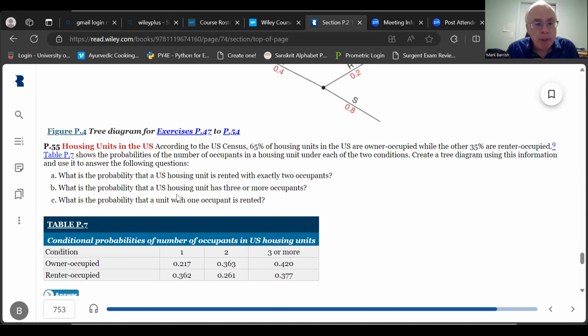B, what's the probability a housing unit has 3 or more occupants? That's all they're asking for. Select a housing unit at random. What's the probability that 3 or more people are living there? They're not asking specifically about renting or owning. And finally, what's the probability that a unit with 1 occupant is rented? This is a conditional probability. They're asking, what's the probability that the housing unit is being rented, given that you know there's only 1 person?